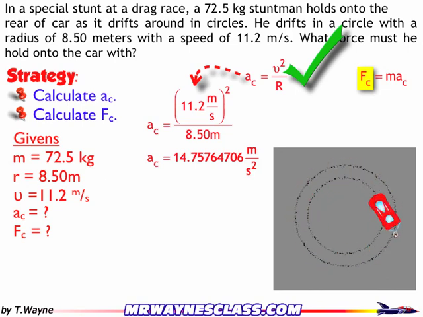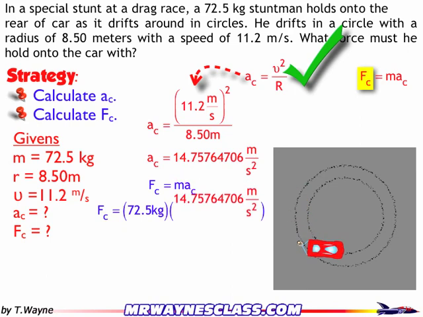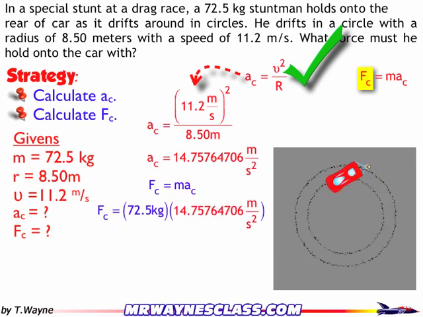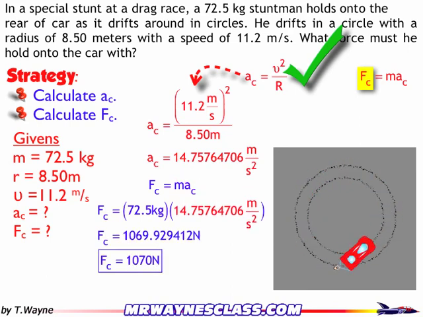Step two was to take that number and put it in F equals ma. So I'll write my equation down and then write my equation with numbers and units using my acceleration with all the decimal places. And that gives me a centripetal force of 1069.93 newtons. And with sig figs that translates over into 1070 newtons.